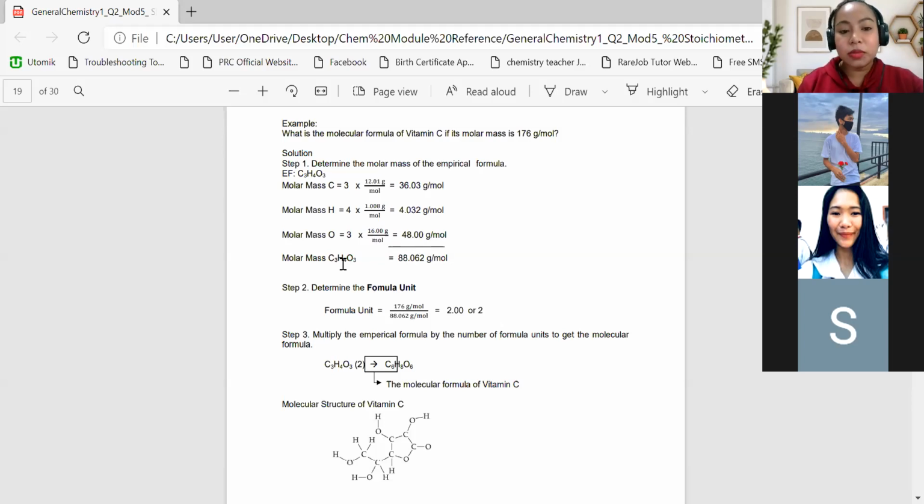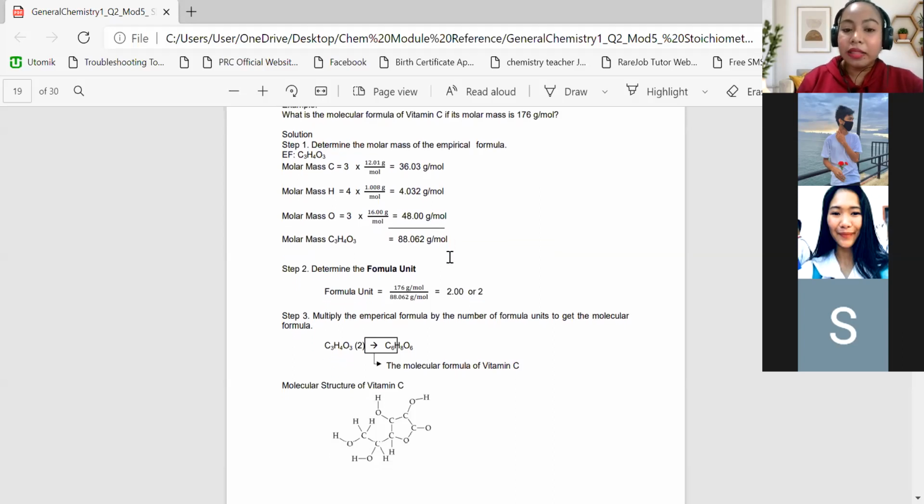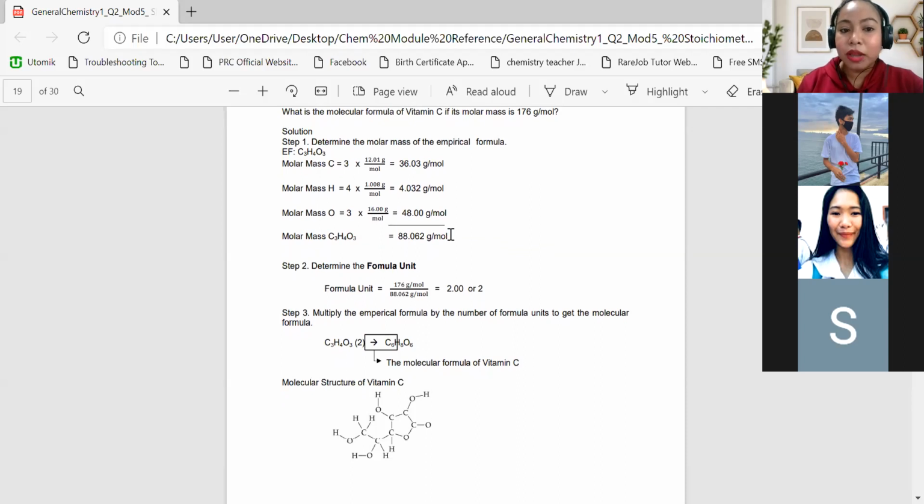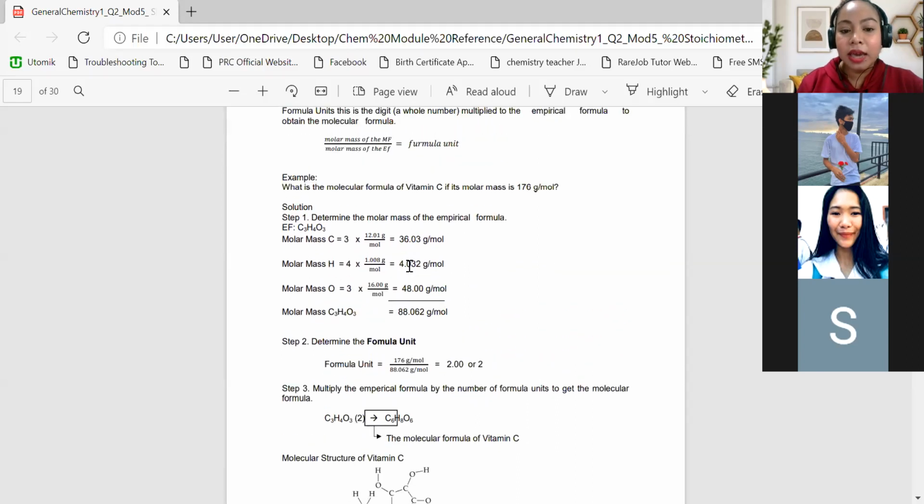48.00 grams per mole. Since we are going to determine the molar mass of this empirical formula, we add all of these. So we have a total of 88.062 grams per mole. This is our empirical formula molar mass. Now, let's go to the formula unit. The formula unit is the molar mass of the molecular formula divided by the molar mass of the empirical formula. So, plug in the values: 176 grams per mole, which is the molar mass of the molecular formula given in the problem, divided by 88.062 grams per mole based on our calculations. The answer is 2.00, or 2.